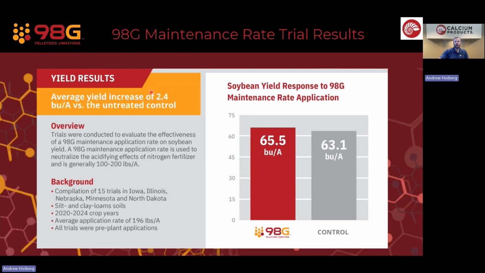Soybeans, we're seeing almost a 2.5 bushel increase. The application rate is a little bit lower, closer to 200 pounds. And again, this soybean response, I'm not surprised, because soybeans tend to be a little bit more soil pH sensitive than corn does. Corn still has a greater magnitude of response, but nonetheless, we're seeing a profitable response in soybeans as well. So more great information to share with your growers on this.